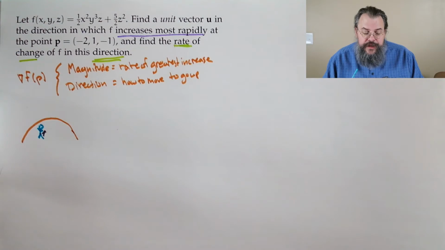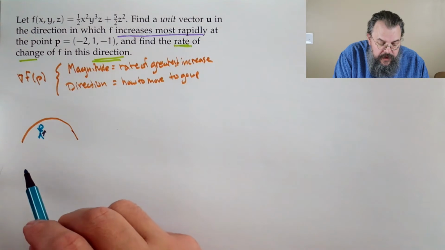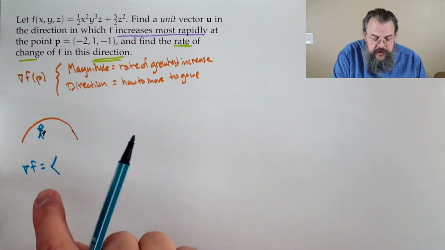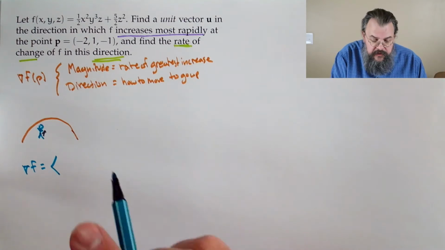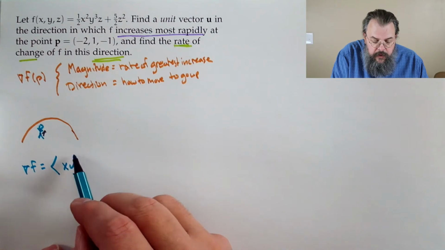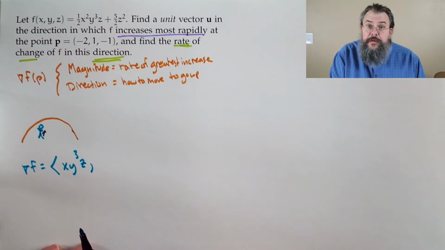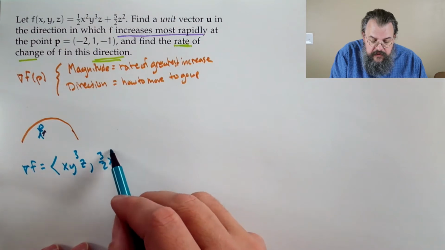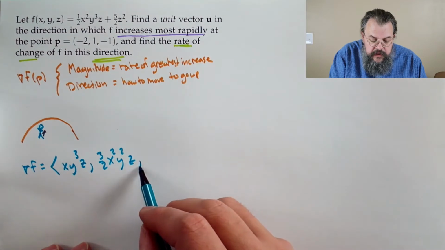All right, good. So this is really a question about the gradient. So let's start by looking at the gradient. What is our gradient? Well, the gradient of f, now it's a 3-variable function, so we're going to have 3 slots. Take the derivative with respect to x first. Well, okay, the 2 comes down. So we're going to have x, y cubed, z. Well, there's no x there. When we take the derivative with respect to y, the 3 comes down. So we're going to have 3 halves x squared, y squared, z.